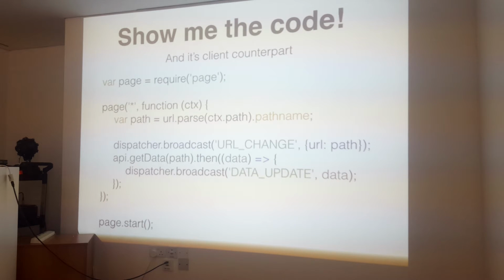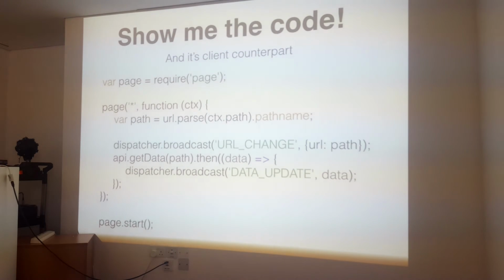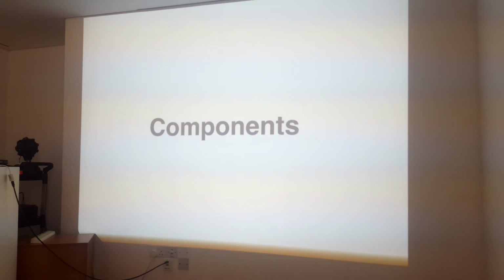So this is instead the counterpart on the client. This is the entry point for the client. And if you look at the code, it's pretty much the same. It has the same kind of entry point. It does the same thing. It figures out a path name. The only thing is it broadcasts an event that is going to tell people we're updating. And then it calls our API again, and when it's done, it says the people we're done updating the data, okay? And that's pretty much it.